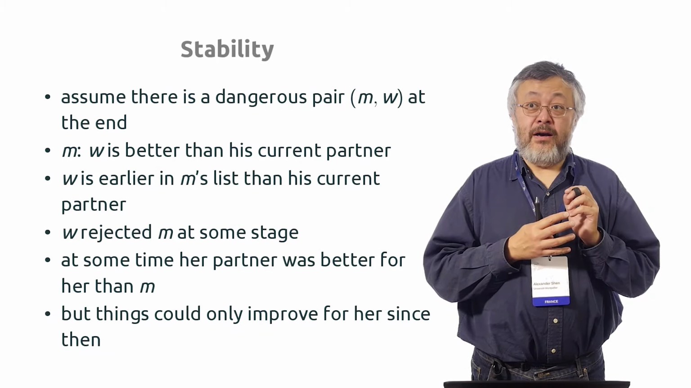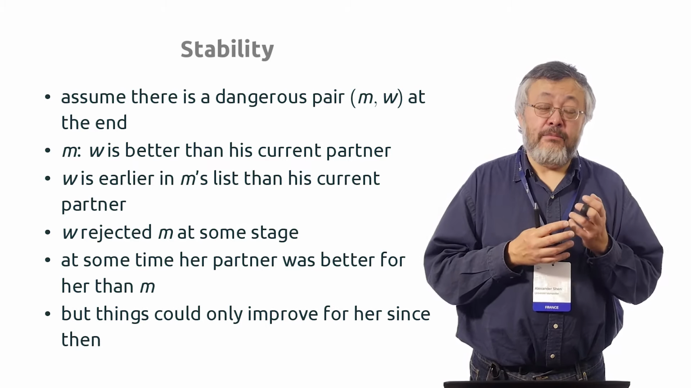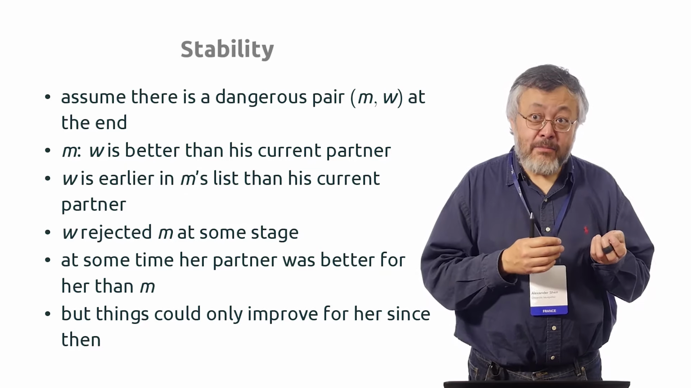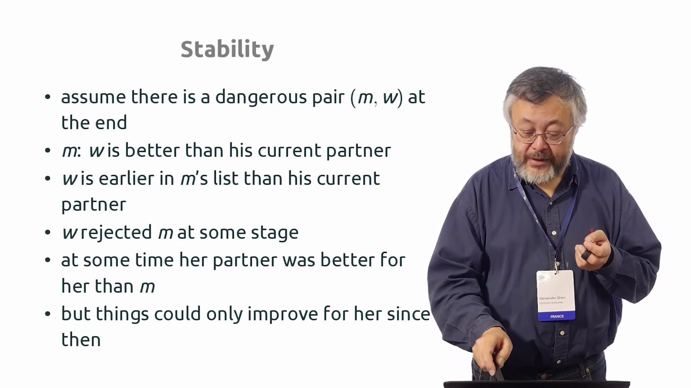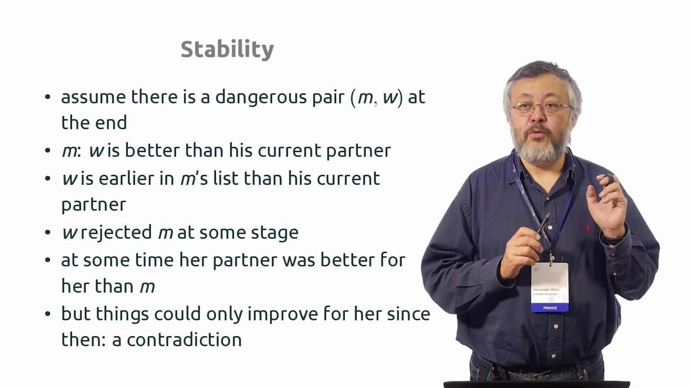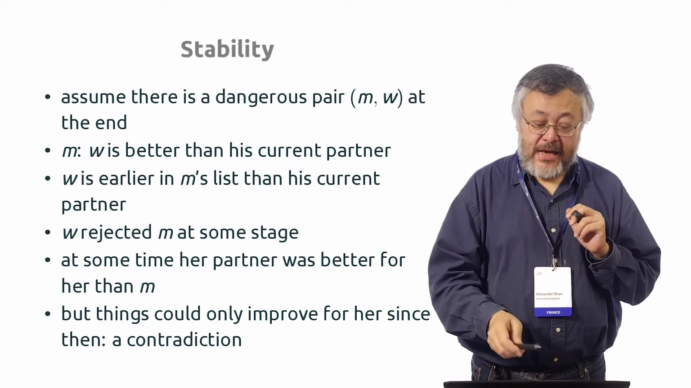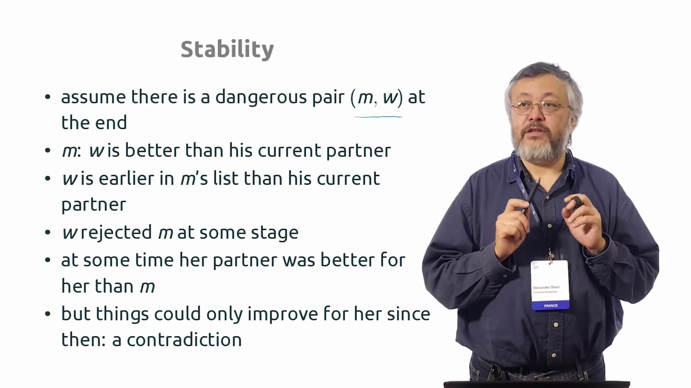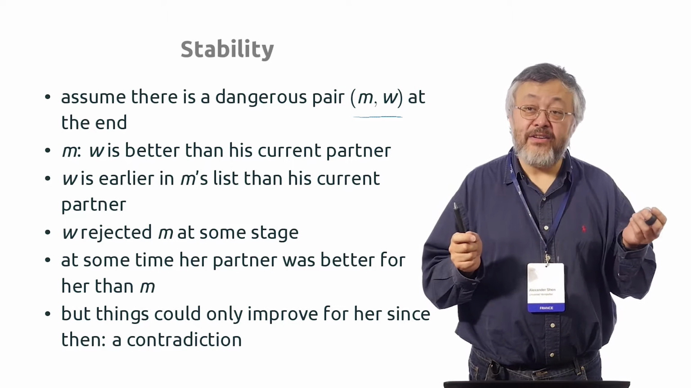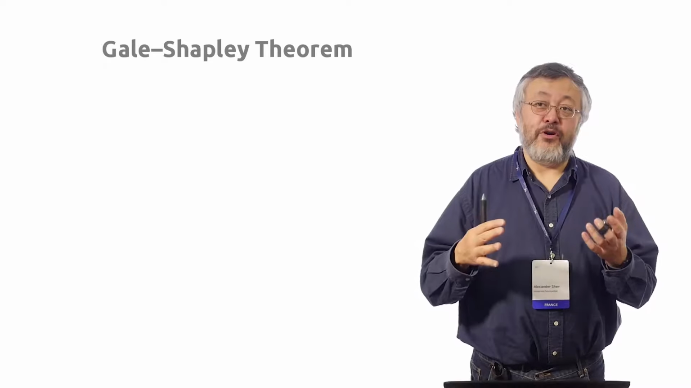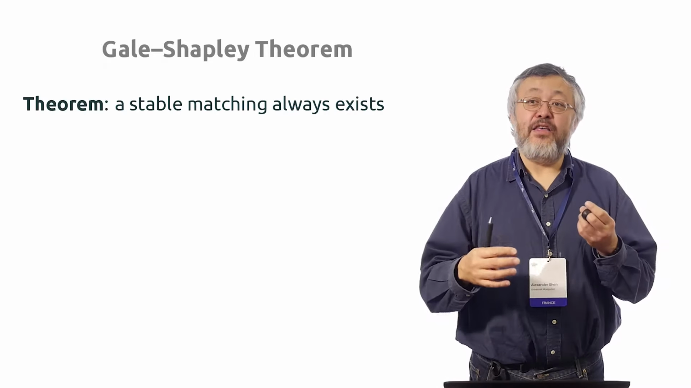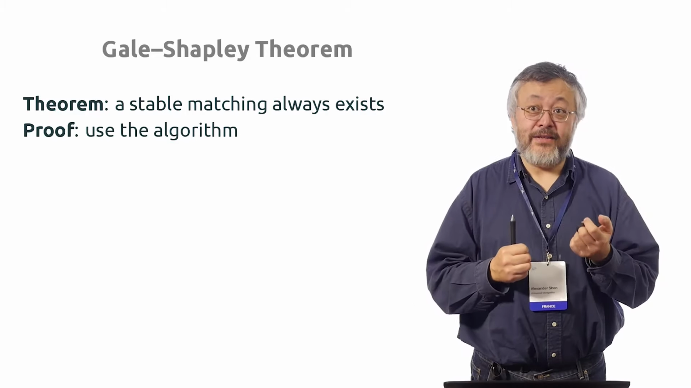So the pair is not actually dangerous, because the final partner for W is also better than M, so there is no reason for W to change. We get a contradiction with the assumption that the pair is dangerous. So this is the proof of stability. Now we are done, and we can formulate this theorem. A stable matching always exists, and the proof is to use the algorithm to find it.